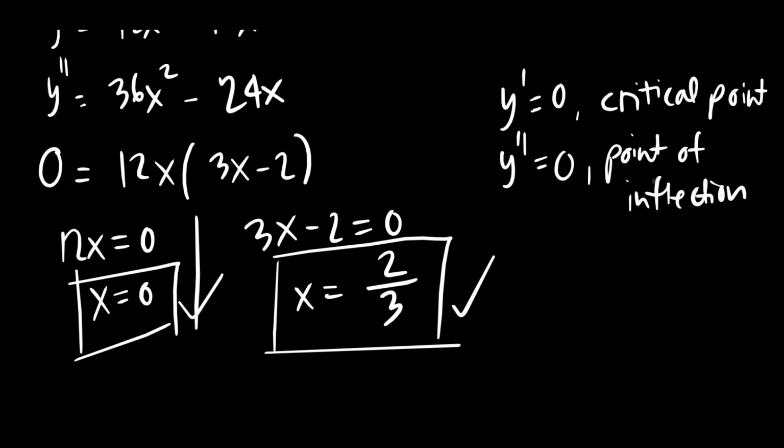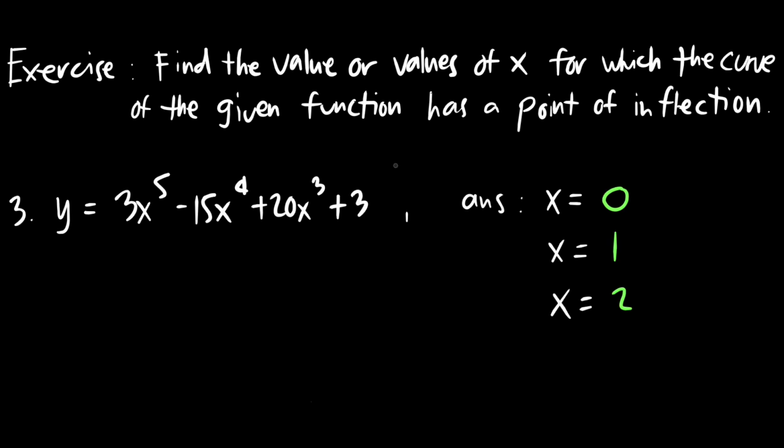So let's proceed to another number. For this exercise, find the value or values of x for which the curve of the given function has a point of inflection. So for number 3, 3x raised to the power 5 minus 15x raised to the power 4 plus 20x raised to the power 3 plus 3. So we'll get its point of inflection. So we'll just have its second derivative and equate to 0.